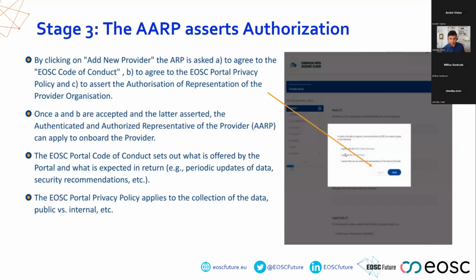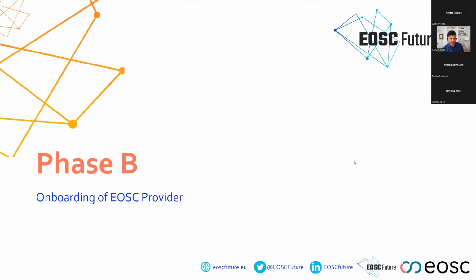And once we click it, we have to agree to certain terms and conditions. First is the code of conduct of EOSC. Then we have the privacy policy, and whether we are the provider, the representative is actually authorized by the institute to become the representative on EOSC. Once all these three checkboxes are checked, then this application is submitted.